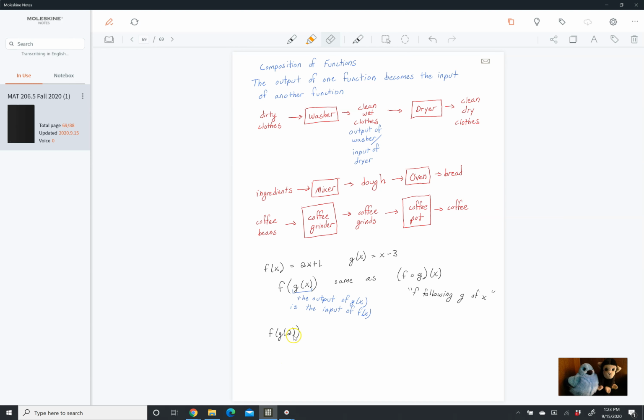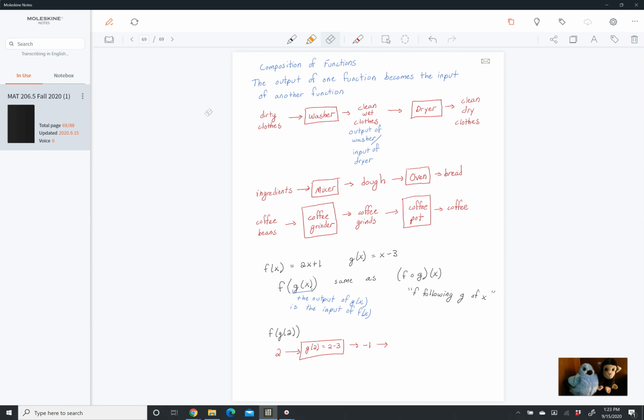This says you're going to put it in g first, and then you're going to take that result and put it in f. So what we're doing really is we're saying, okay, we're going to put 2 into g. So g of 2 is equal to 2 minus 3. Right? This is our function. What comes out? A negative 1.